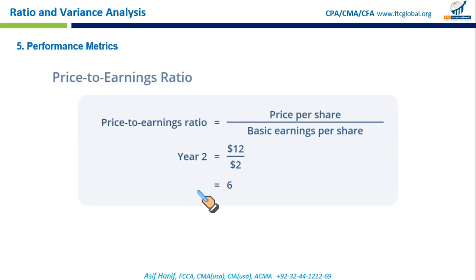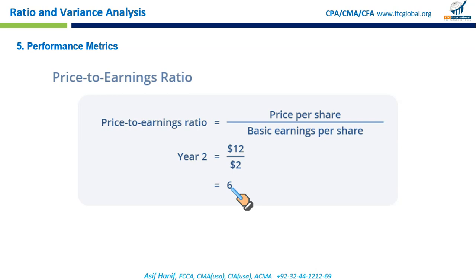Next ratio we have is the price to earning ratio. It takes market price of the share, divided it with the basic earning per share, right? So like consider the market price is $12, EPS we just calculated 2. So what it shows us is that for a share that has $1 earning, investors are willing to pay $6. So why would you pay $6 for a company that is just generating $1 of earning? That shows the profit potential of the company.